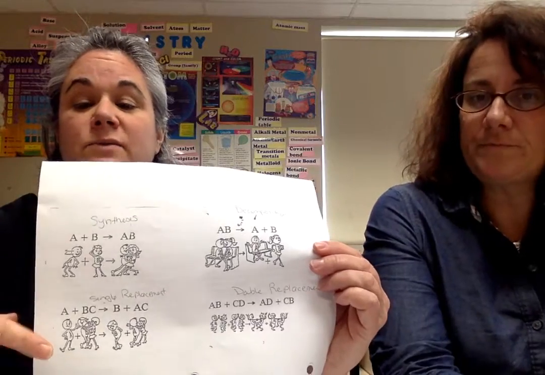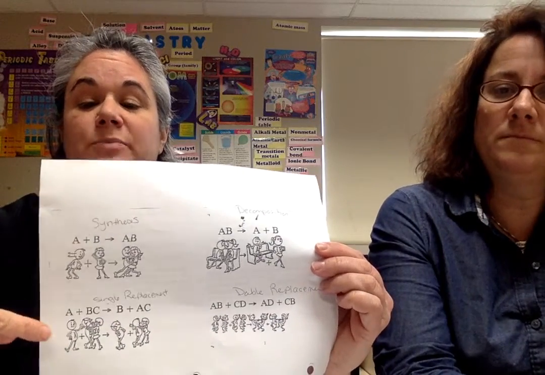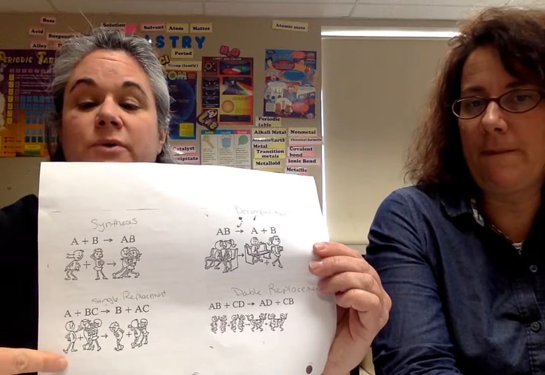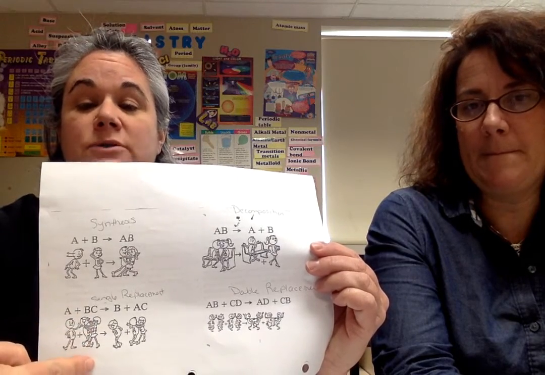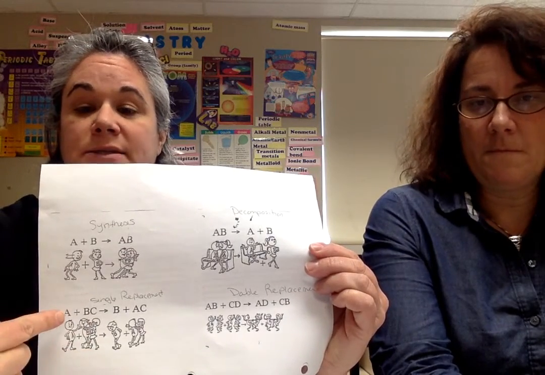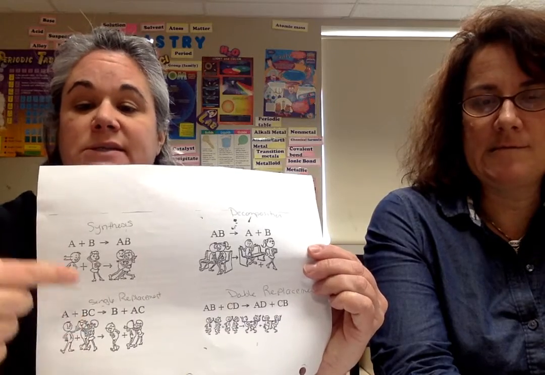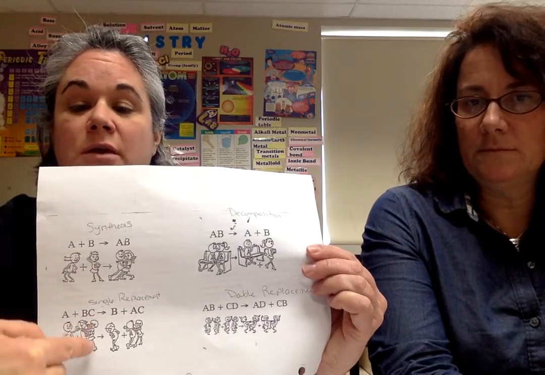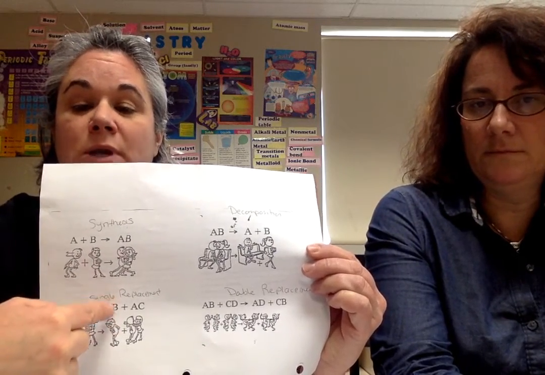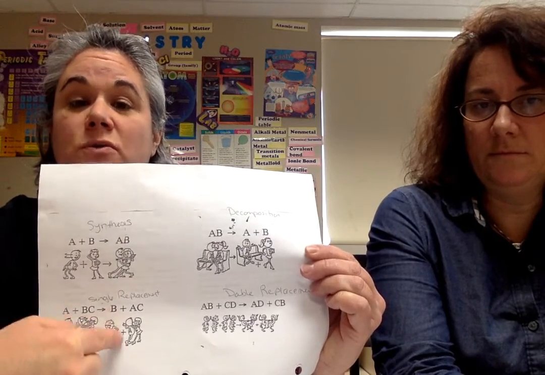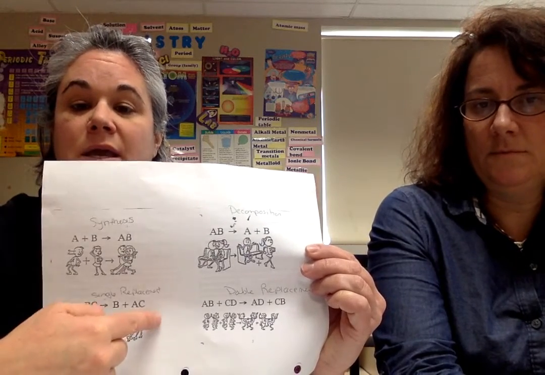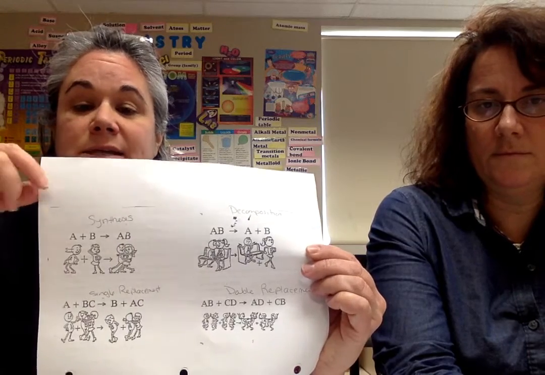Sure. Okay, the next one that we had was single replacement. We have an individual element and a compound on the reactant side. Single element A, compound BC. A comes along and bumps out an element, and we now in the product side have a new element, in this case B, and a new compound AC.